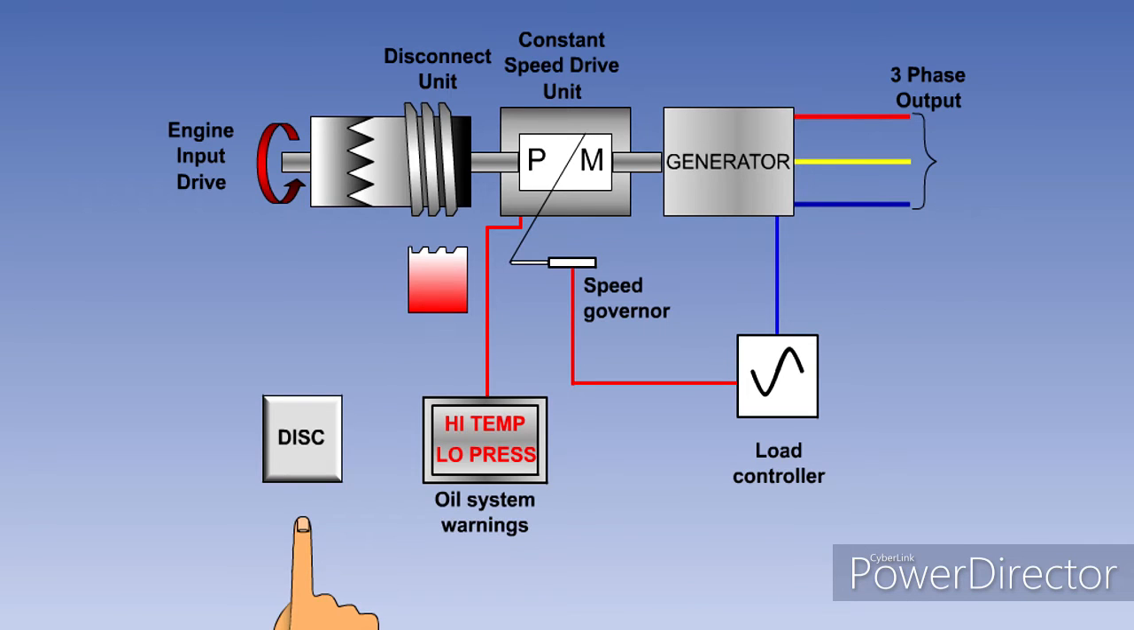In the event of a malfunction in the CSDU or the alternator, the engine input drive to the CSDU can be disconnected. This will allow both the drive unit and the generator to become stationary. Shown here is a simplified diagram of the drive disconnect mechanism.